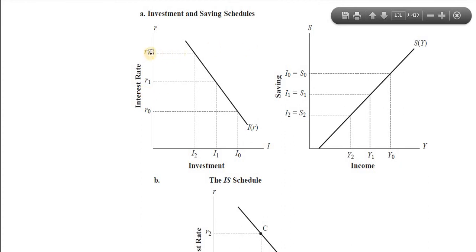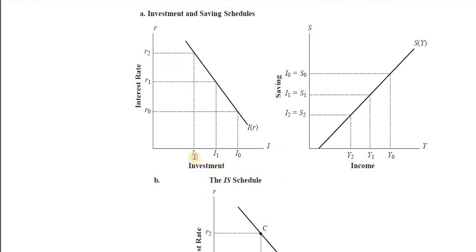If the rate of interest is R2, investment demand would be this. If the rate of interest falls, investment demand would go up. I mean, this is quite simple. The interest rate is a cost of investment. If the cost of something is going down, people would be demanding it more, right?